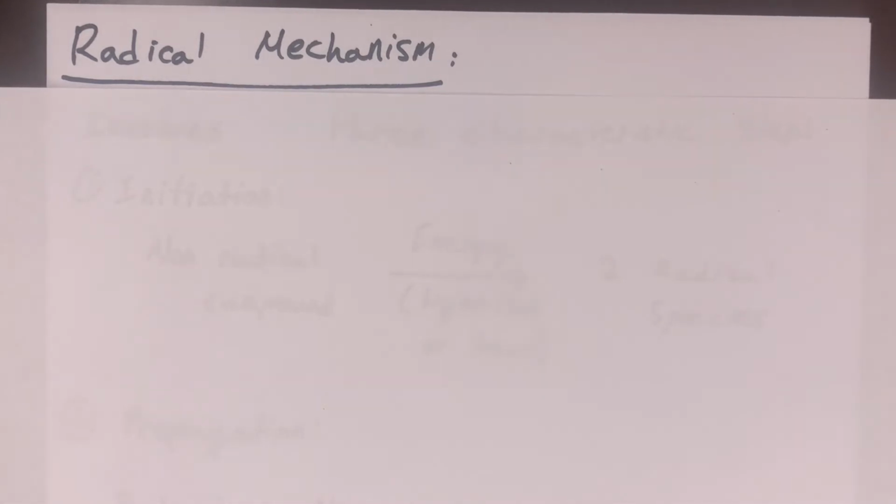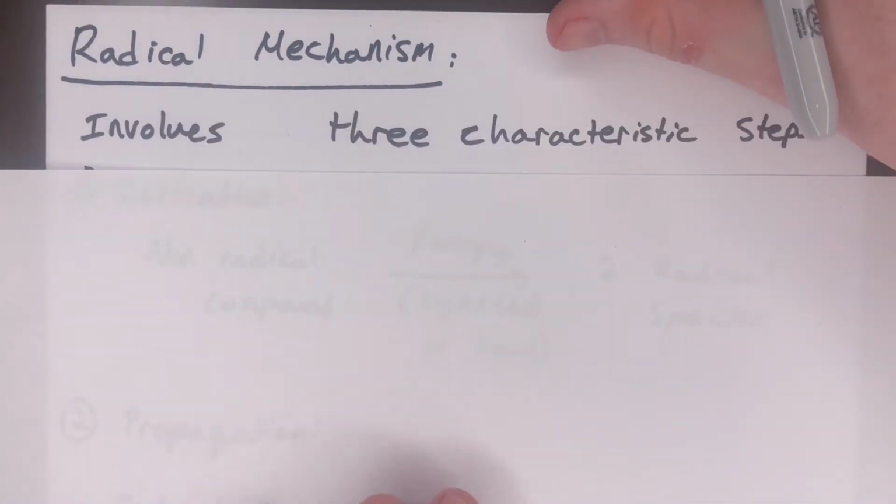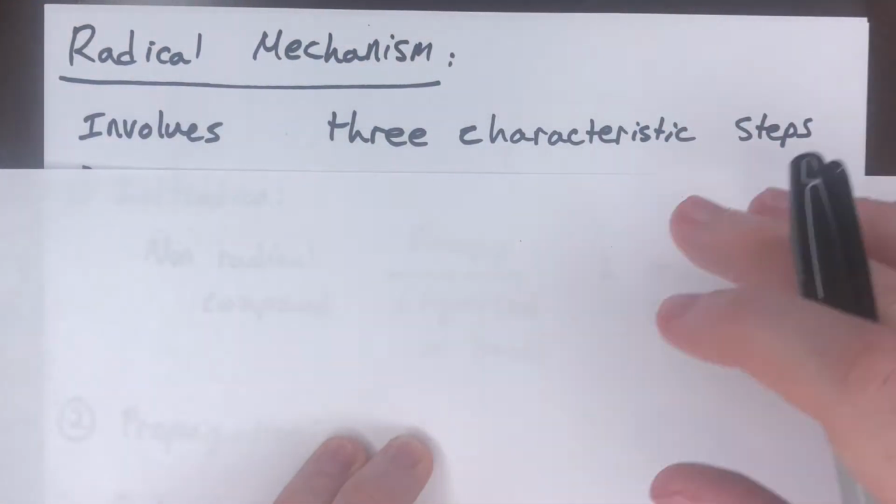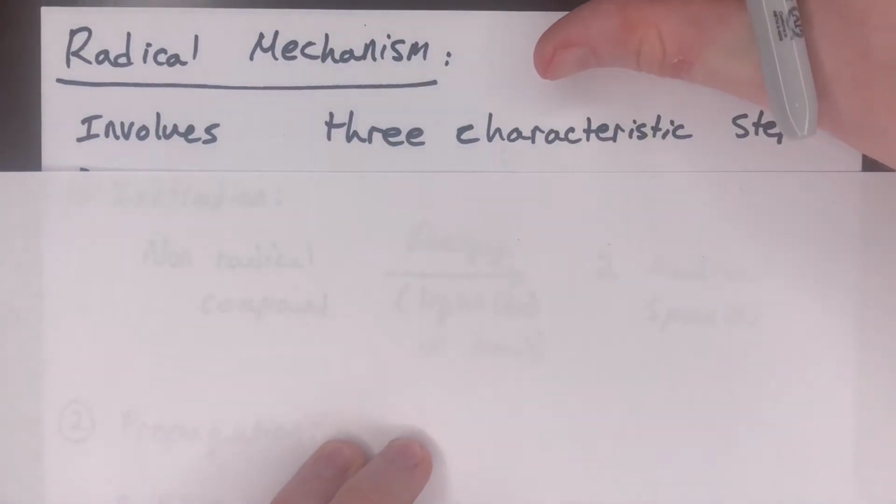In this video, we'll look at radical mechanisms. Specifically, we'll look at halogenation radical mechanisms of an alkane, but this is applicable to all radical mechanisms. There are always going to be the same three major characteristics. A radical mechanism is a three-step process.